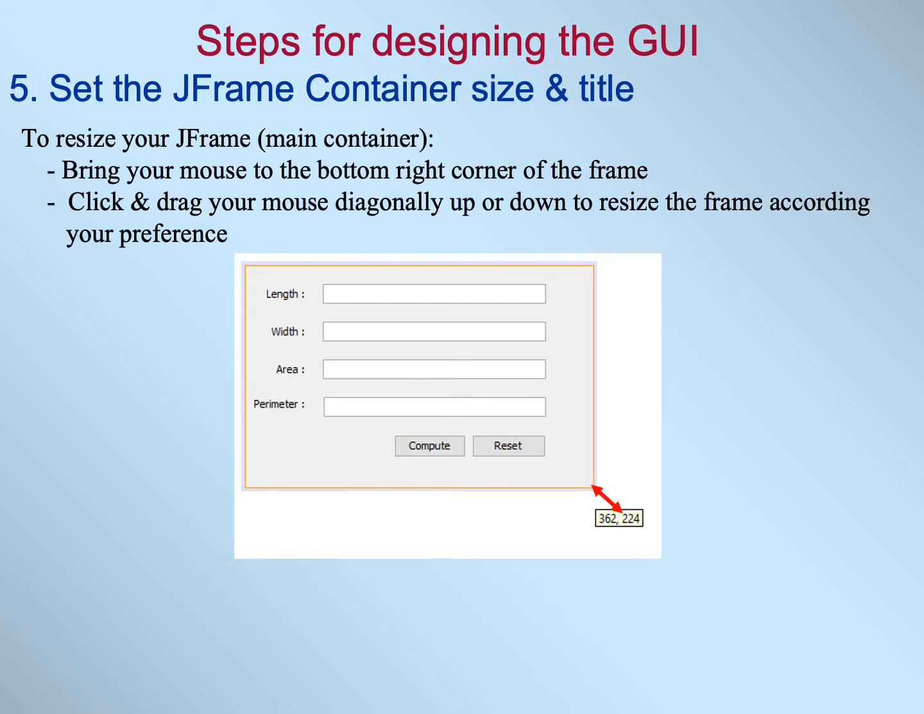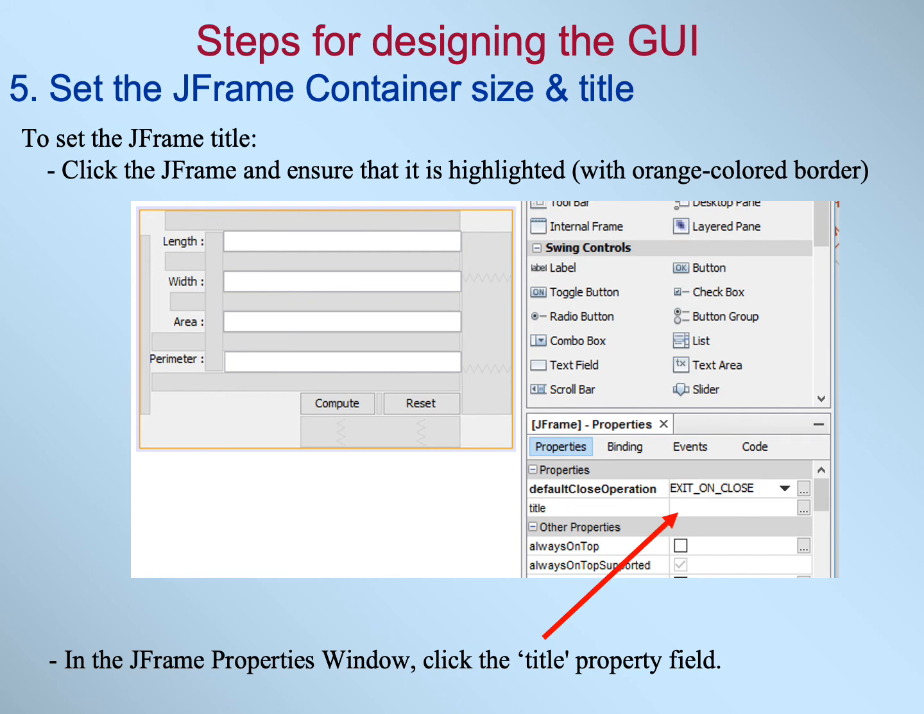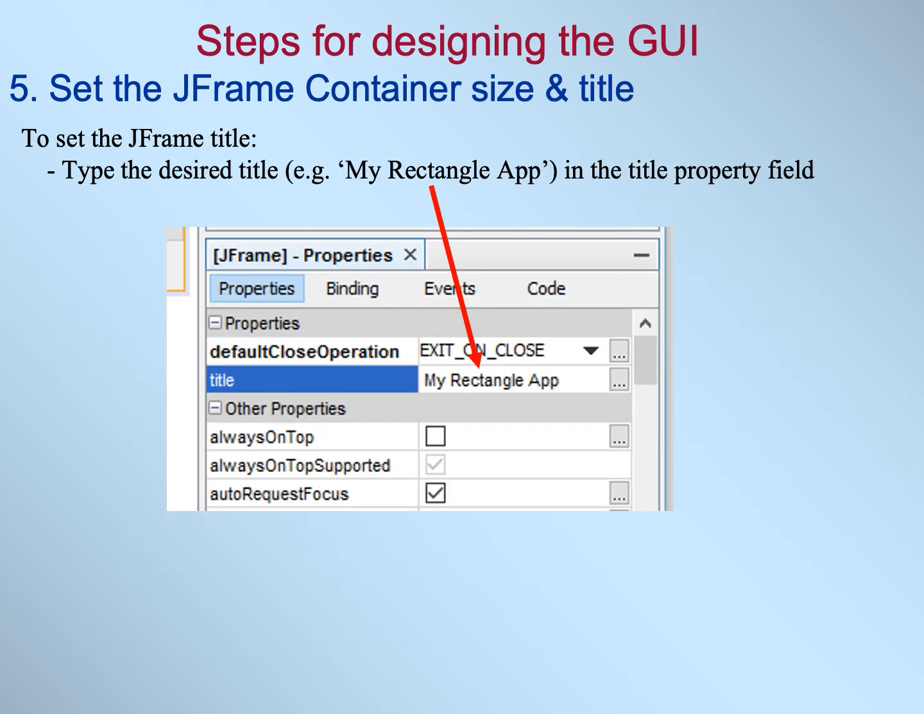Next, set the JFrame container size and title. To resize your JFrame, which is the main container, bring your mouse to the bottom right corner of the frame. Click and drag your mouse diagonally up or down to resize the frame according to your preference. To set the JFrame title, click the JFrame and ensure that it is highlighted with an orange colored border. In the JFrame Properties window, click the Title property field. Type the desired title, for example, My Rectangle App, in the Title property field.